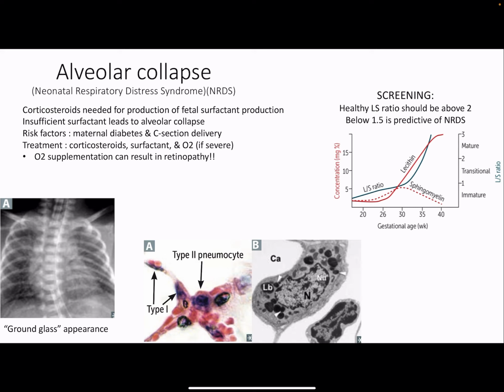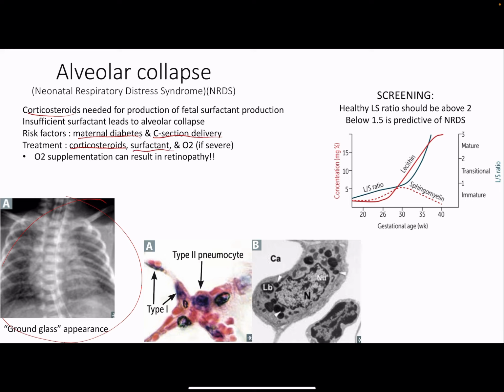So what happens if we don't have this surfactant? Again, corticosteroids are necessary. If we don't have them, the alveoli have high surface tension and are prone to collapse. It's going to look like a ground glass appearance on the x-ray. Risk factors: maternal diabetes, C-section delivery. Treatment: if they need corticosteroids to make the surfactant, let's give them corticosteroids. If they don't have surfactant, let's just give them surfactant.